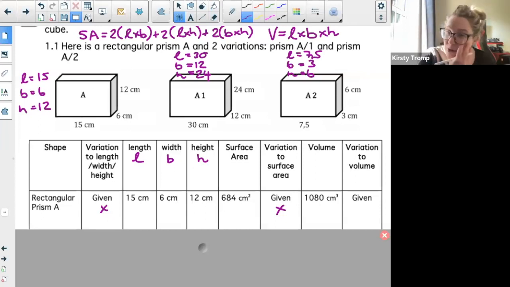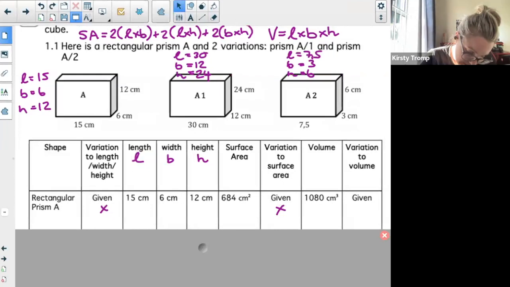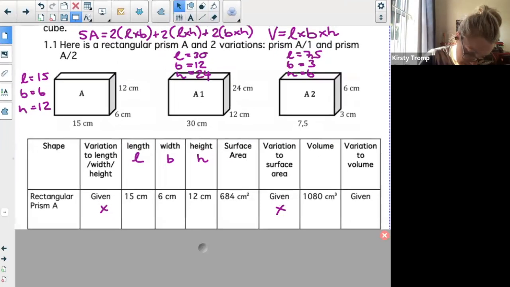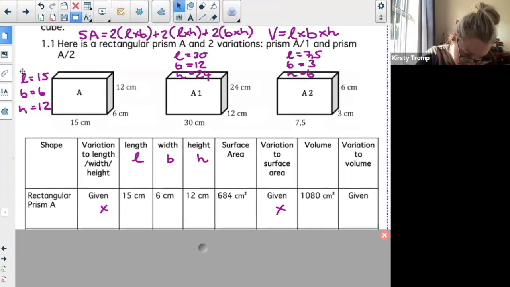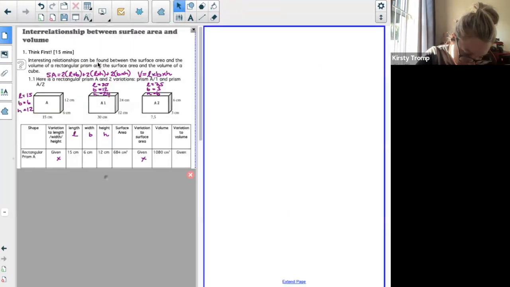Do we know how to do that, guys? Do we know how to calculate the surface area? All right, let's go practice. Let's see here if I can get it to copy across for us. Otherwise we're just going to do this. So we're going to go practice how we calculate the surface area.